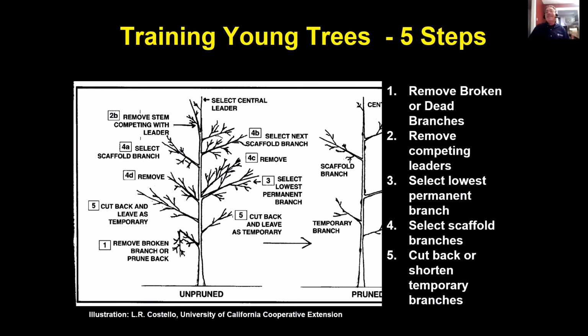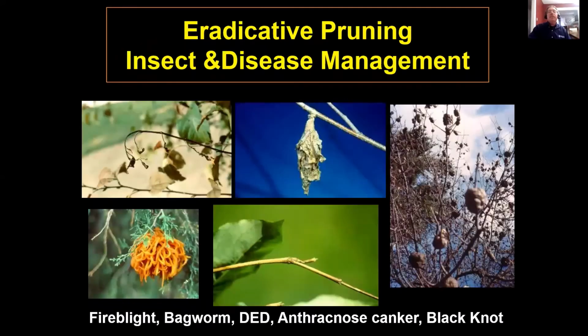Then we start selecting the permanent structure and reducing or removing any of the competing. The other thing we need to understand is some of these branches we're just going to shorten through reduction cuts and leave them on temporarily because we don't want to take too much live leafy tissue in any one pruning. Why? Because we disrupt the plant's ability to build trunk taper and to survive and produce a root system, right? So sometimes we just shorten things, we leave them on as temporaries, okay?